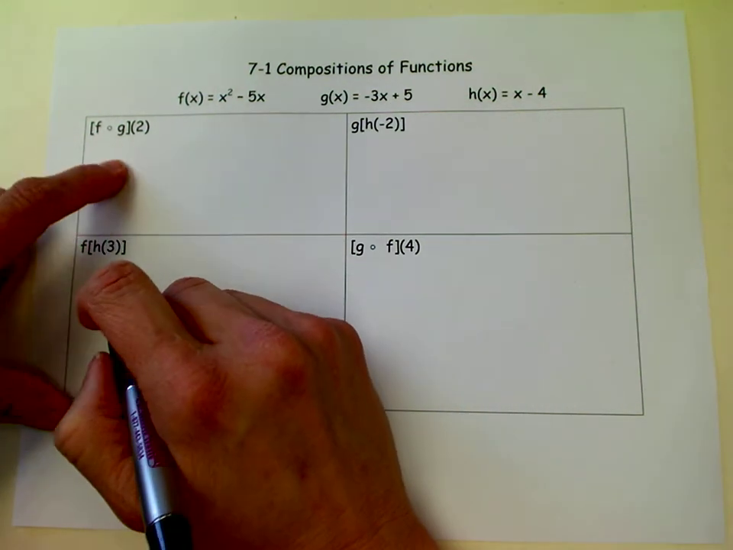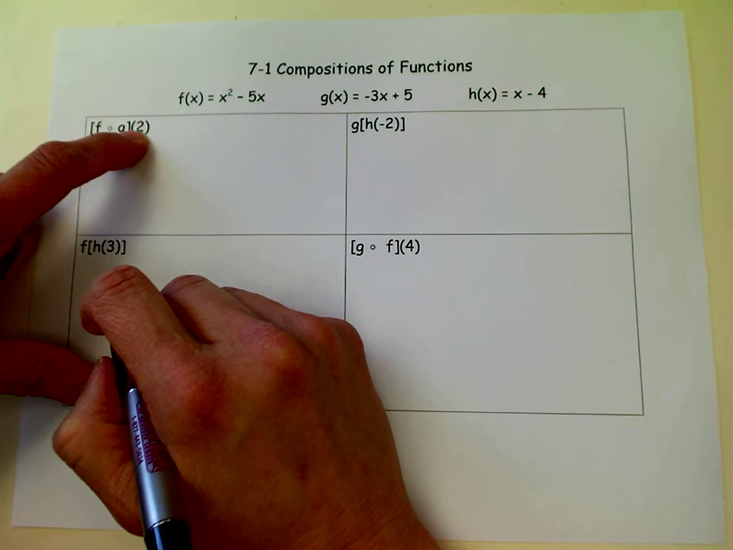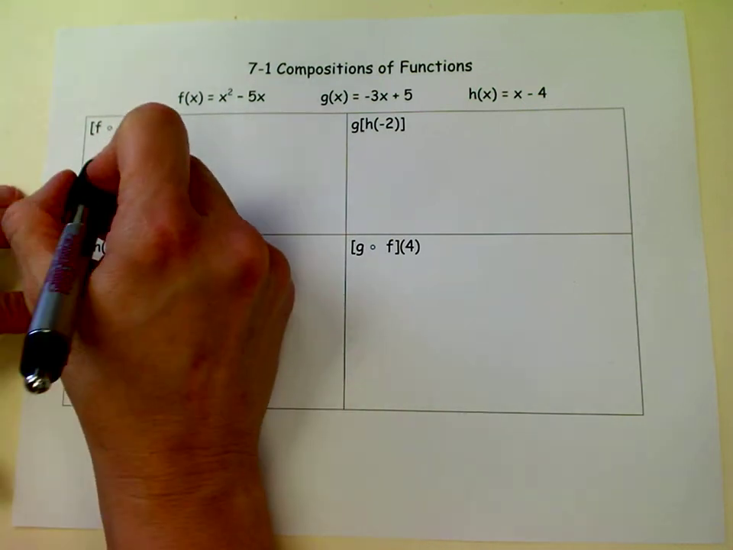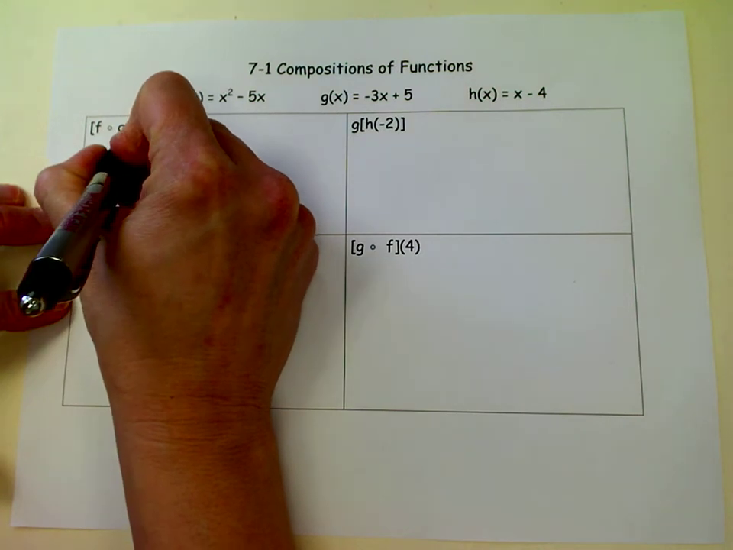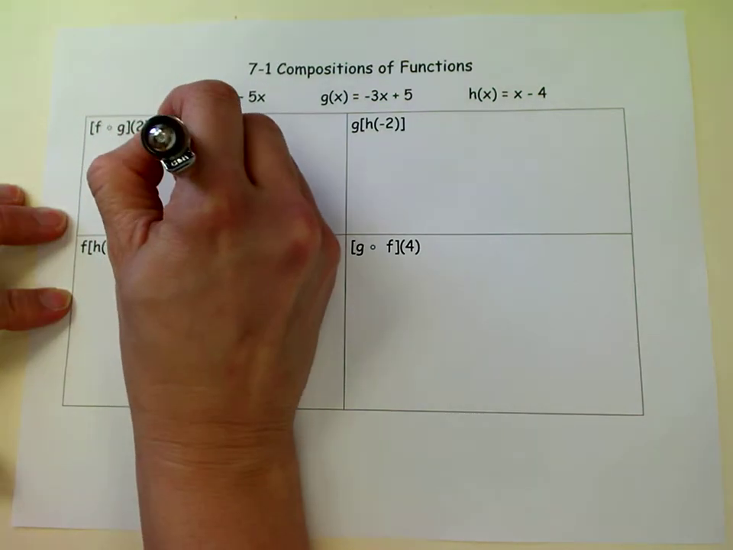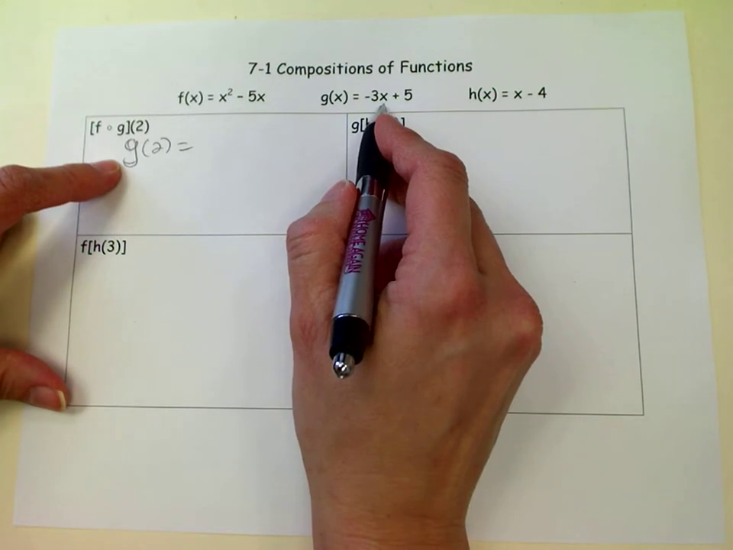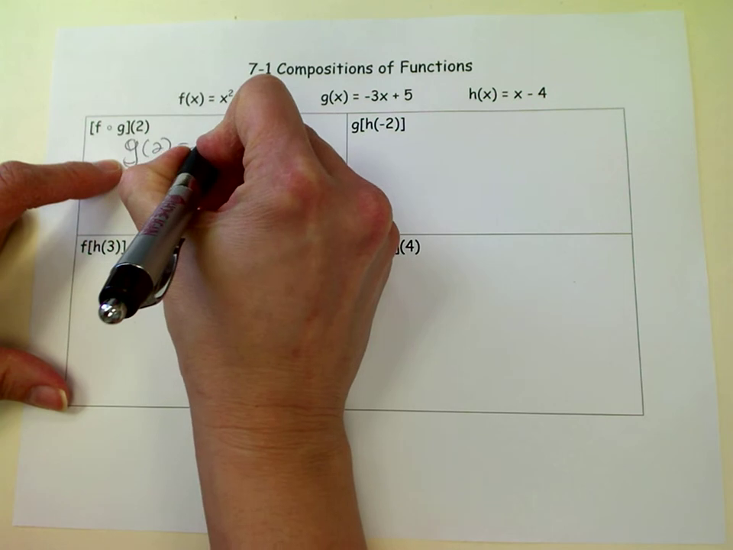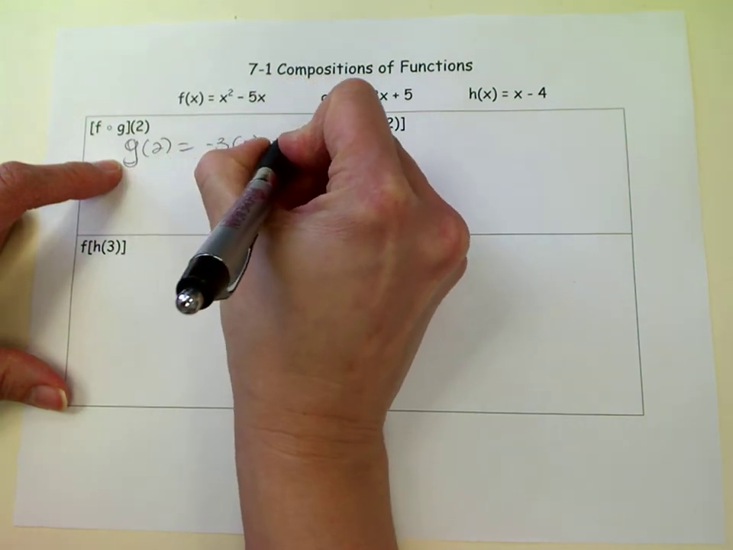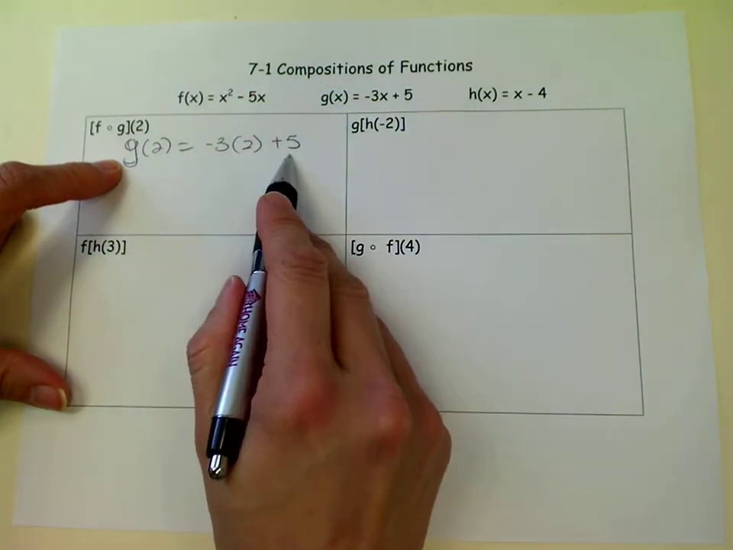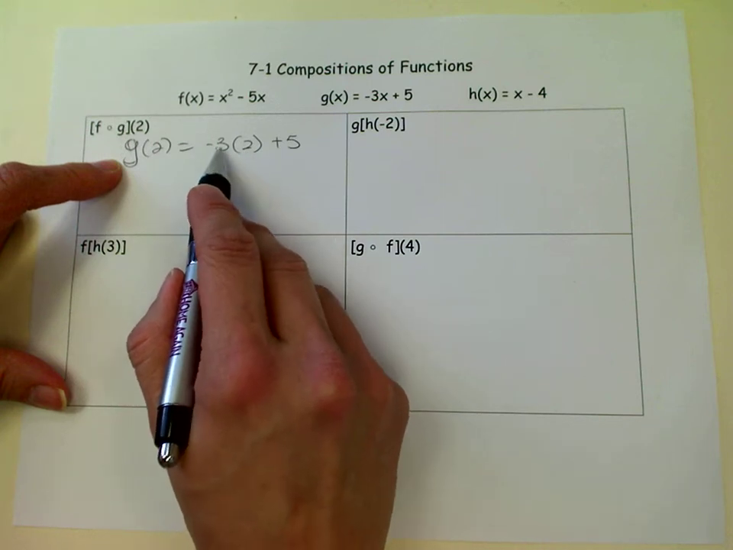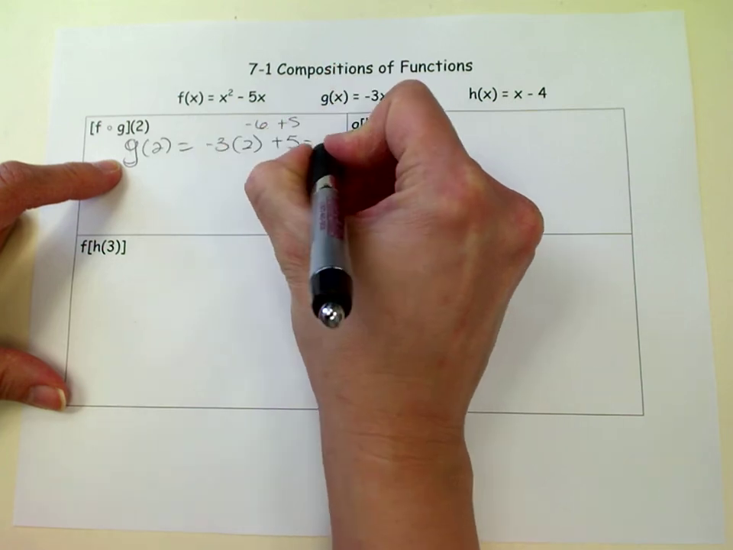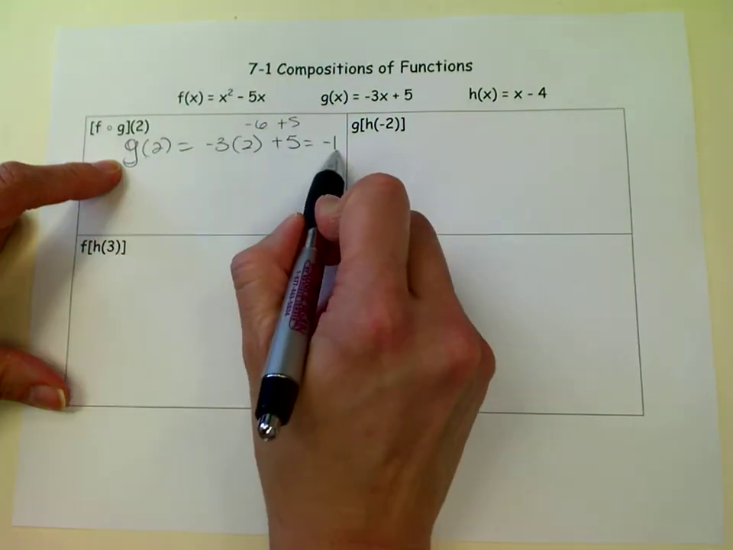Remember, with compositions of functions, we always start with the most inner part, and then we work our way to the outer part. So this one, what I would do is I would find g of 2 first. So I go to my g function, my g of x. Every time I see an x, I'm going to put a 2. Negative 3 plus 2, times 2 is negative 6. And negative 6 plus 5 is negative 1. So g of 2 is negative 1.